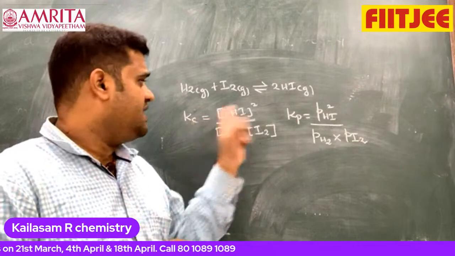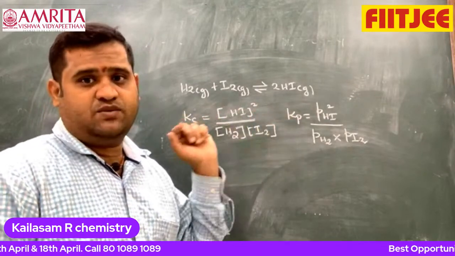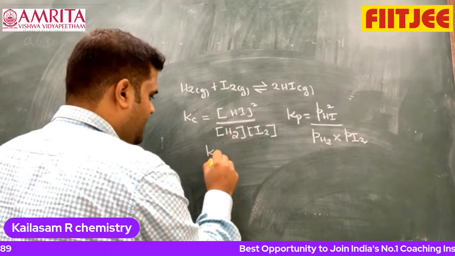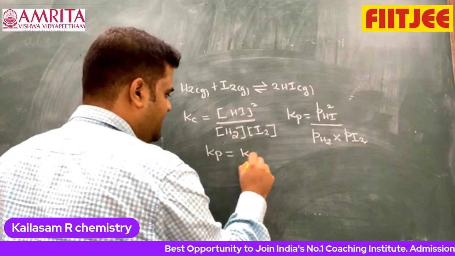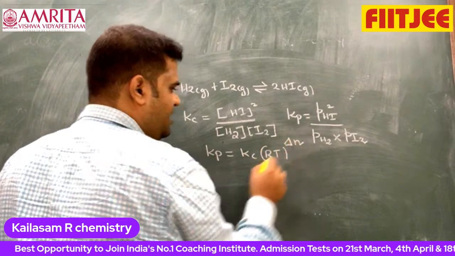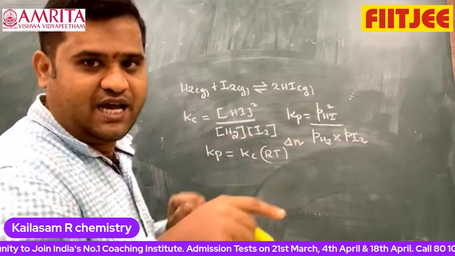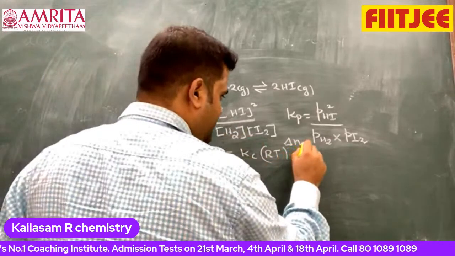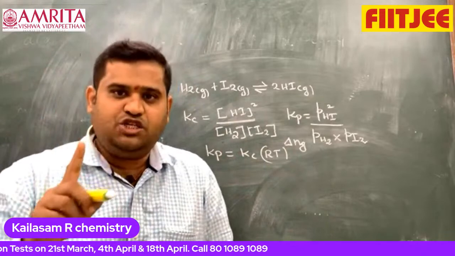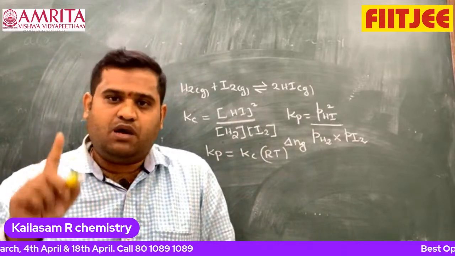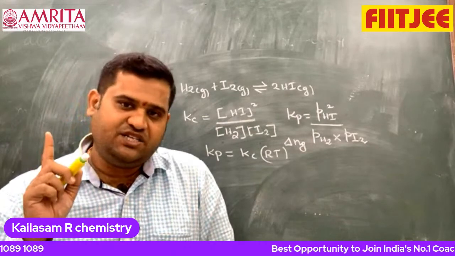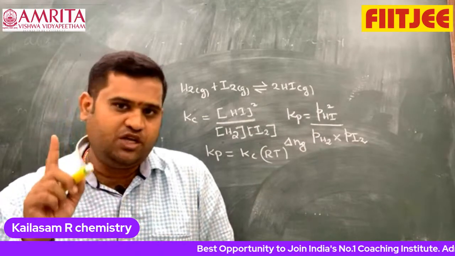Now, what is the relation between Kp as well as Kc? It's very simple. We can write that Kp is equal to Kc (RT) whole power delta n. Here delta n means delta Ng, that means the number of moles of products minus the number of moles of reactants in the gaseous state. That only you should consider.